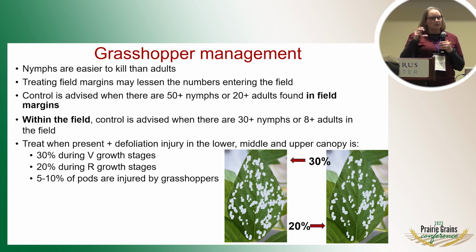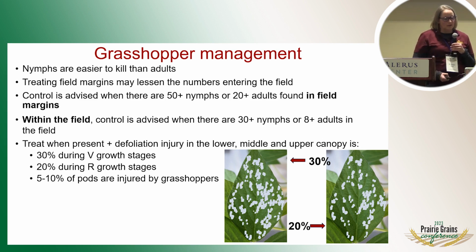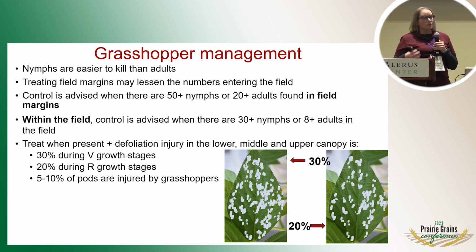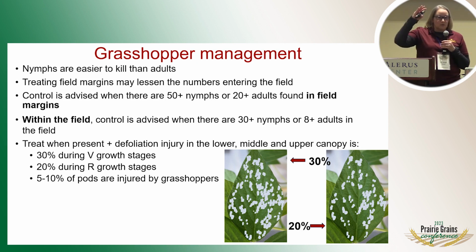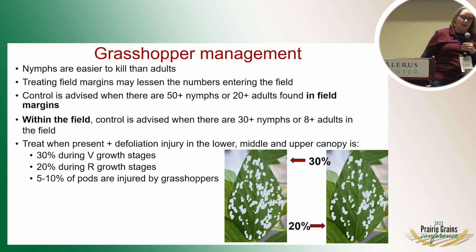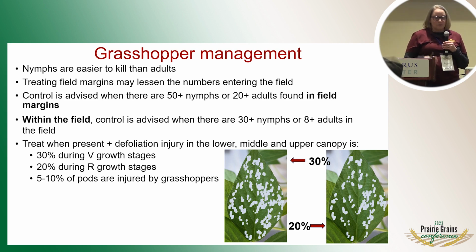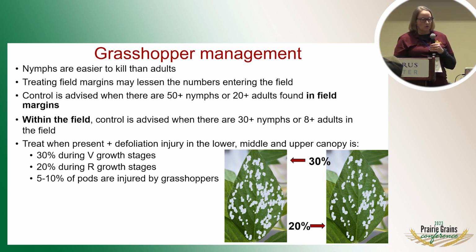At the end of each series of maps in the research trial book is a link to specific management recommendations for that particular pest. Within the field, once the grasshoppers move into the field, those treatment thresholds drop a bit. So 30 nymphs or 8 adults. That's where our treatment thresholds are.